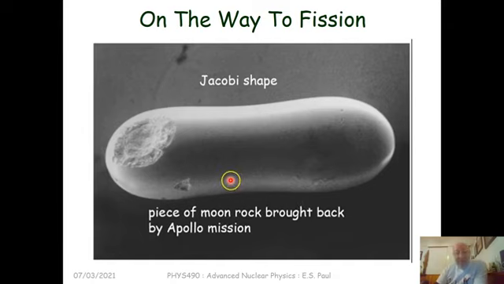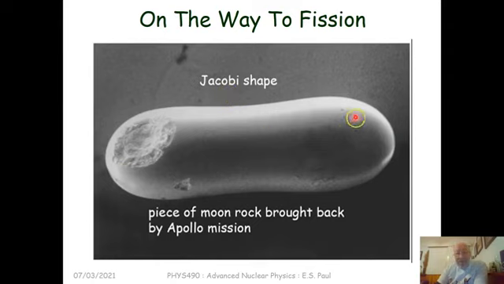Now this is interesting as well. This is a piece of moon rock brought back by one of the Apollo missions, and you can see this looks like it's been rotating extremely fast, and it's on its way to fission. So this is also like a nucleus. Notice it's thinner in the middle, so this must have been rapidly rotating, and the two ends were about to split and fission.